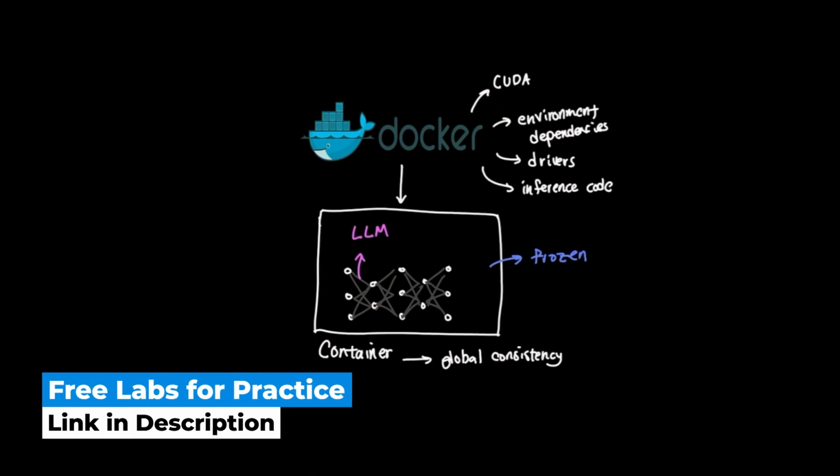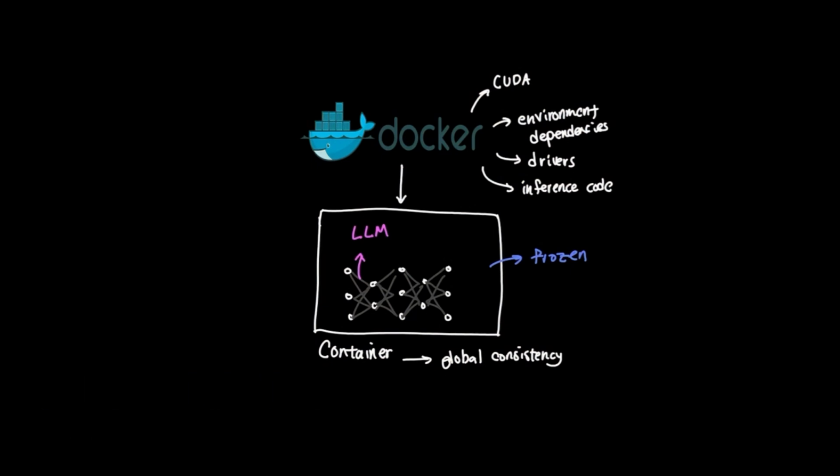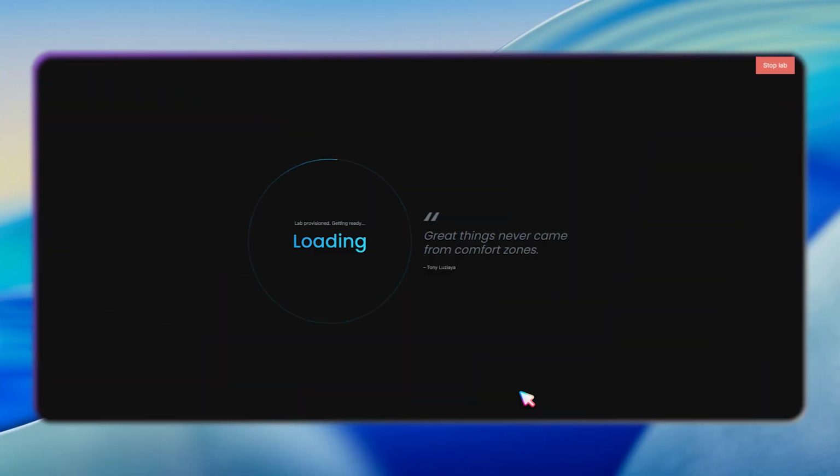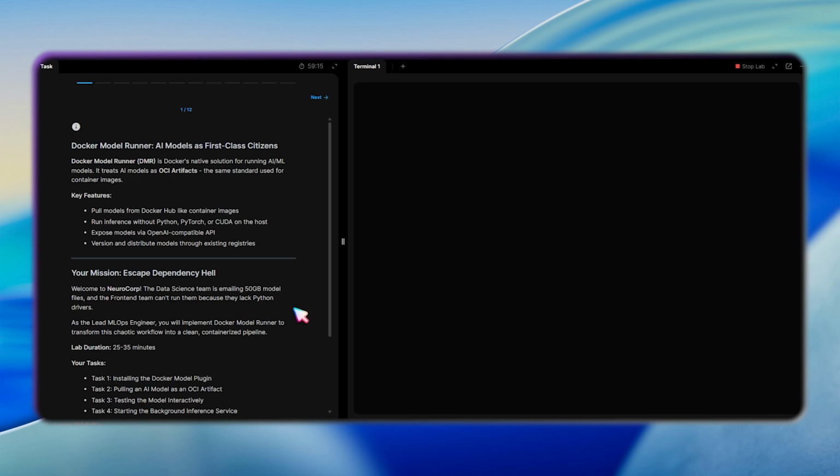Let's hop into a lab to actually get hands-on experience on what running LLMs on Docker looks like. In this lab, we're going to learn how to run AI models using Docker Model Runner. Docker Model Runner treats AI models as OCI artifacts, the same standard used for container images. This means no Python, no PyTorch, no CUDA drivers needed to host. We will install the plugin, pull a model, run it interactively, expose it via API, create a custom persona, and package it for air-gapped deployment. This lab takes about 25 to 35 minutes to complete.